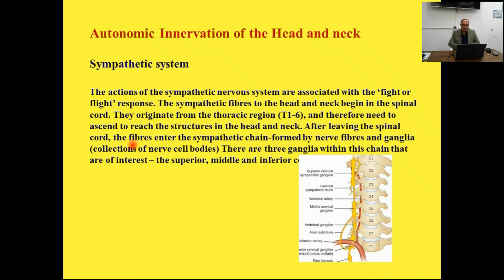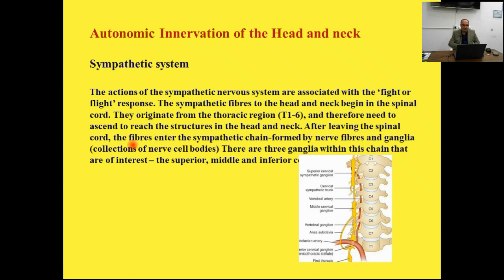We have another important subject related to the cranial nerves. It's autonomic innervation of the head and neck. We divide it into the sympathetic and the parasympathetic division. First, we have the sympathetic system. The actions of the sympathetic nervous system are associated with the fight or flight response.